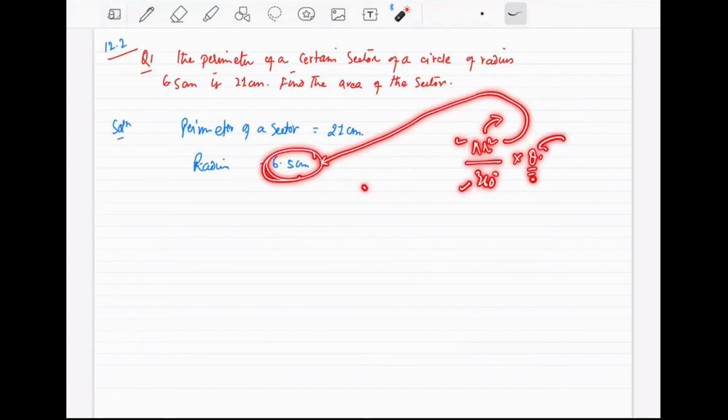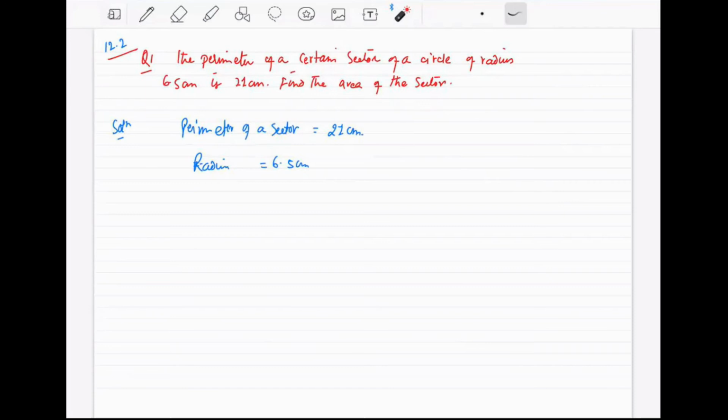But what we don't know is the sectorial angle. We don't know theta. All right. So in order to find out theta, we are going to use the formula of the perimeter of a sector. We will make an equation from this and we will find out the value of angle theta.